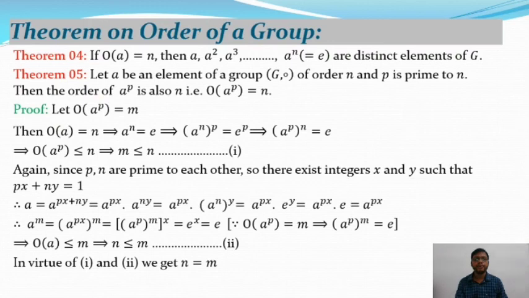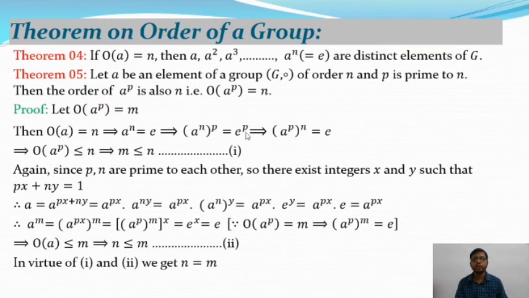So the order of an element a is n. That means a to the power n is equal to e. And this implies a to the power n whole to the power p is equal to e to the power p, after taking p as a power on both sides. And you know that the power of an identity element is identity. So this implies a to the power p whole to the power n is equal to e. And in that case, we have applied the properties of integral powers of an element of a group.